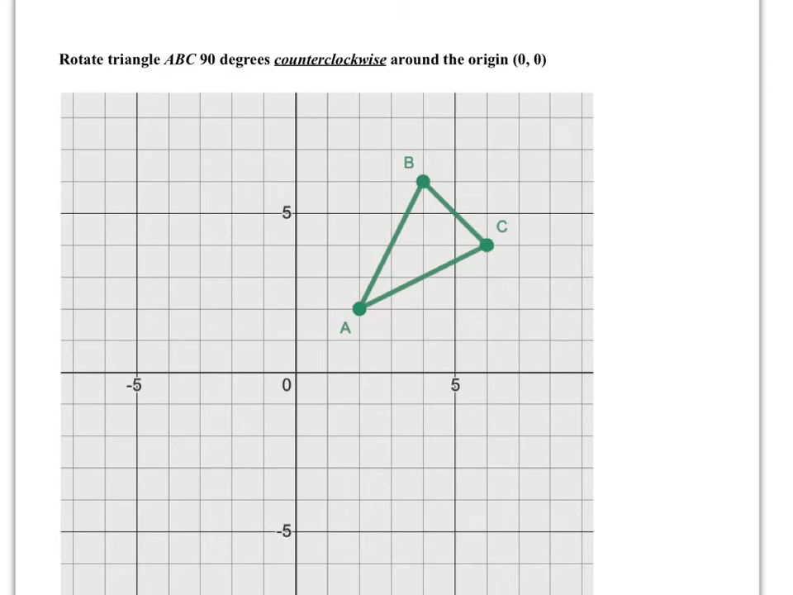Here we're going to look at how to rotate figures in the coordinate plane. When you rotate a figure, you need to be told 3 pieces of information. One thing you need to be told is how many degrees you're rotating the figure. So we often work in degrees of 90, 180, maybe 270.